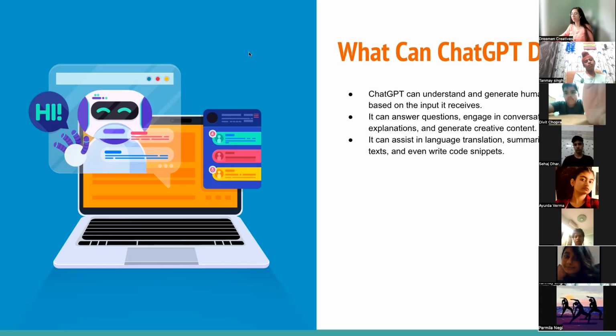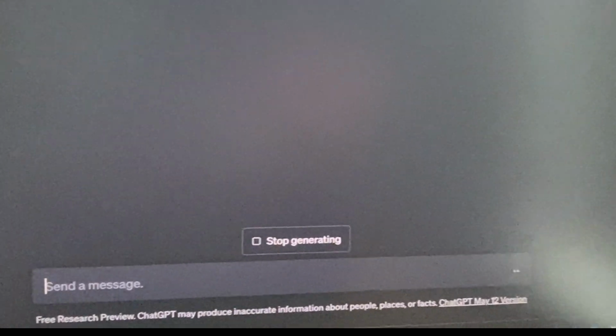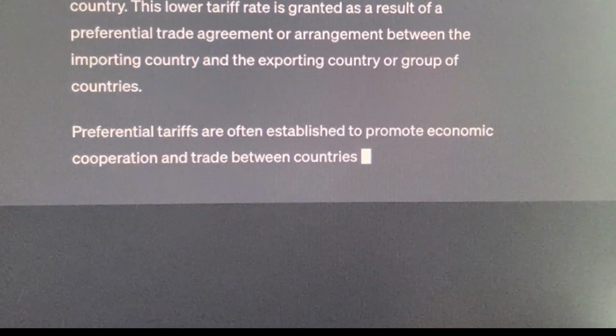Try some days, give some math homework questions to ChatGPT and see. And don't rely on the answer because you need to give a question in the proper format that it can understand. It can answer questions, it can engage in conversations, it can provide explanations.